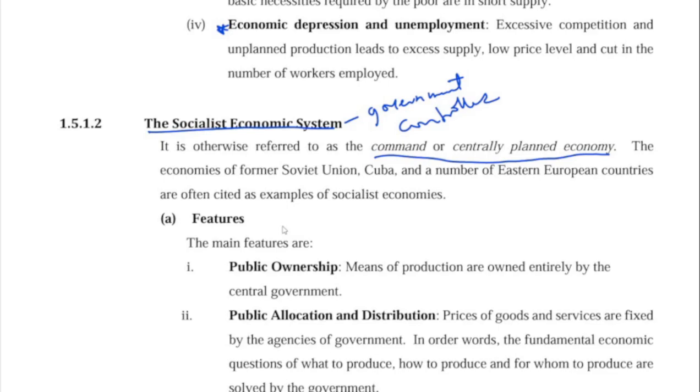And we have that in North Korea. North Korea is the best example of a socialist economic system. If you don't know why, you can go and Google North Korea and see how they allocate their production, their distribution, and their consumption. So what are the features of the socialist economic system?